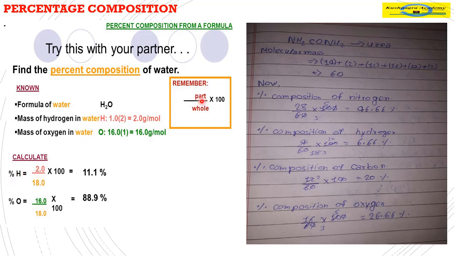So if we calculate the percentage of hydrogen in the water, what will we write? The part of hydrogen atoms in the water molecule, that is 2, divided by the total molecular weight of the substance. The total molecular weight of the substance is 18. So we divide by 18 and then to find the percentage we multiply it with 100 and we get 11.1%. That means the percentage of hydrogen in the water is 11.1% and the percentage of oxygen in the water is 88.9%.